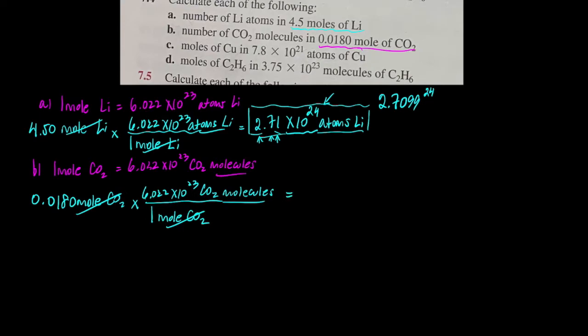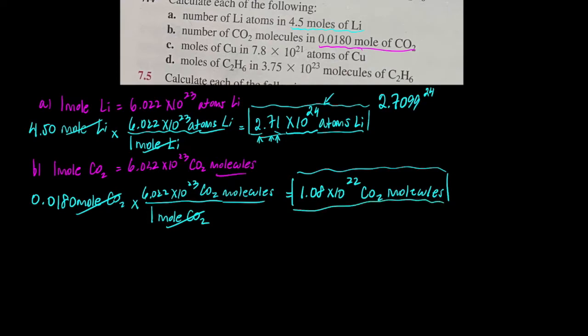And then grab your calculator and determine what the number is there. So 3 sig figs would be 1.08 times 10 to the power 22, and we need to write out this whole thing here, molecules, okay? So it's always a good idea to write out the chemical formula and the type of material you're talking about, grams or moles or atoms or molecules, something like that.